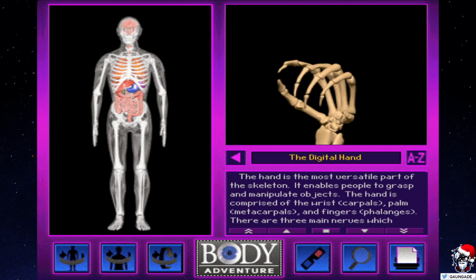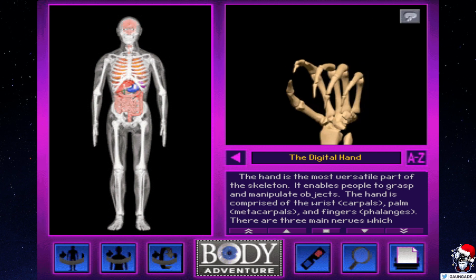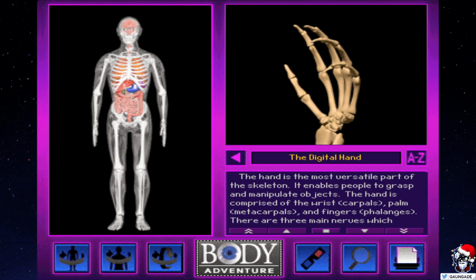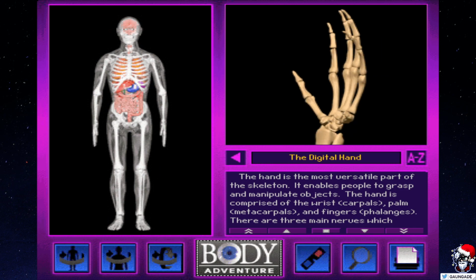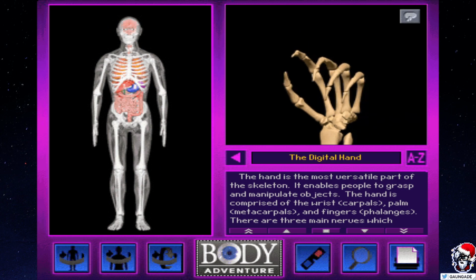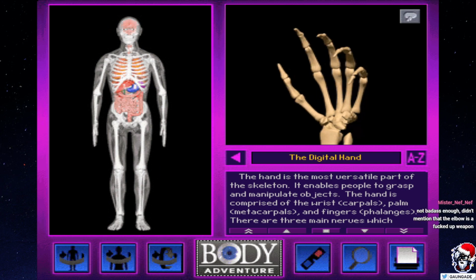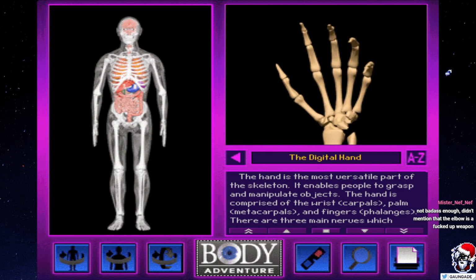The digital hand. What? Scary. He's gonna grab you. Where's that symbol?